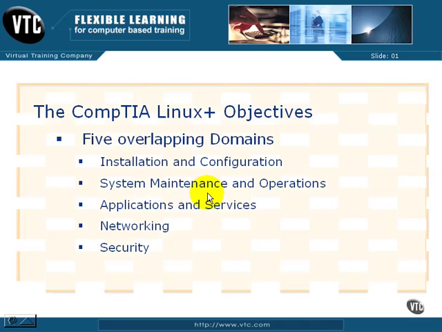the CompTIA Linux Plus curriculum. Now it's time for an overview of the requirements associated with the Linux Plus exam. The CompTIA curriculum are listed as objectives, split into 5 somewhat overlapping domains, which are installation and configuration, system maintenance and operations, applications and services, networking, and security.